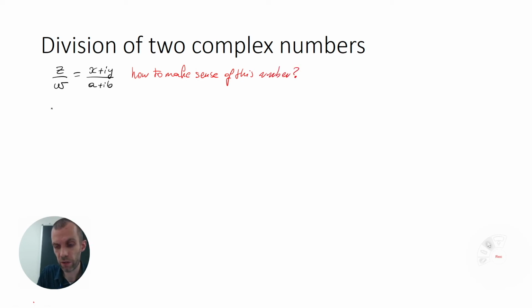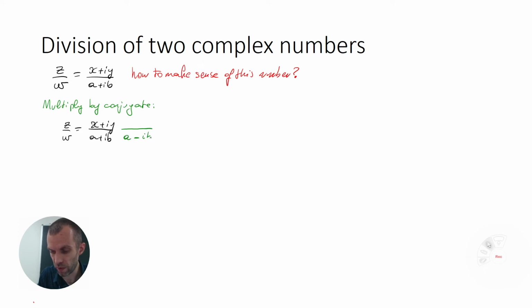And the answer is, well, you can make sense of it by multiplying by the complex conjugate of the denominator. So what we get is z over w is this, and so now we multiply by the conjugate of the denominator. So the conjugate is a minus ib, and we have to put that in the denominator as well.